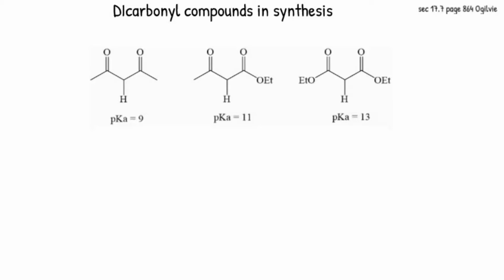This is on dicarbonyl compounds in synthesis and is found in section 17.7, page 864 of Ogilvie's Mechanistic Patterns. Here are examples of three dicarbonyl compounds: pentane-2,4-dione, acetoacetic ester, and malonic ester.